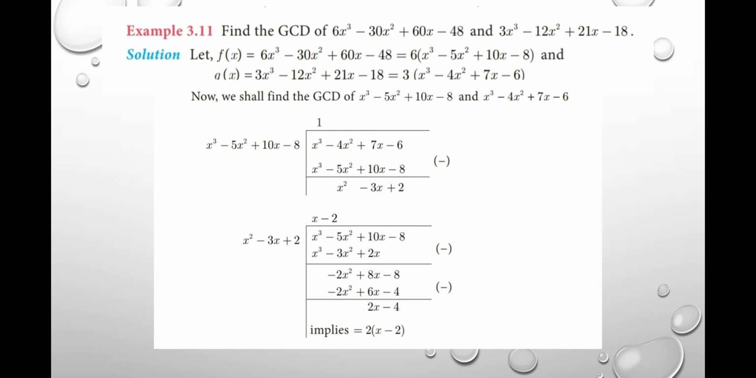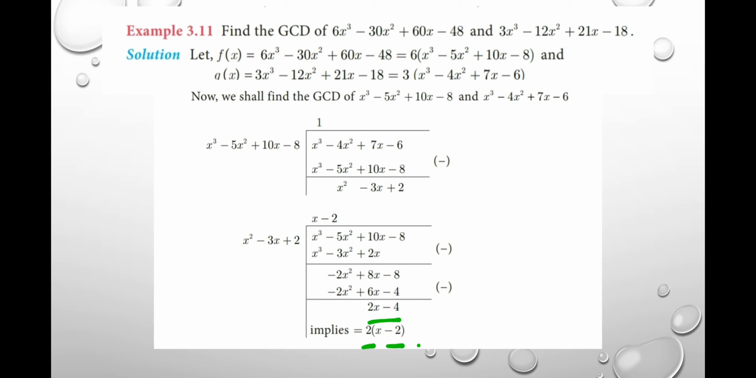First simplify, change the signs, that is the minus into plus, plus into minus. Here minus is given, I change plus, then minus, then plus. Then subtract this. What do you get? Minus 2x square plus 2x square gets cancelled. 8x minus 6x is 2x, minus 8 plus 4 is minus 4, that is we get 2x minus 4. Here there is a common factor which can be taken out, 2 is the common factor. What is remaining? X minus 2 is remaining, x minus 2.